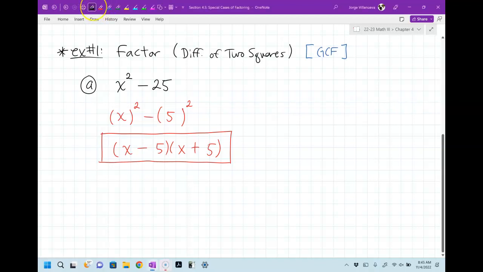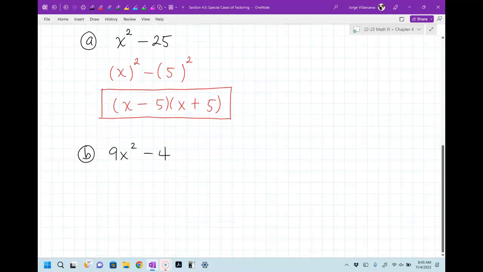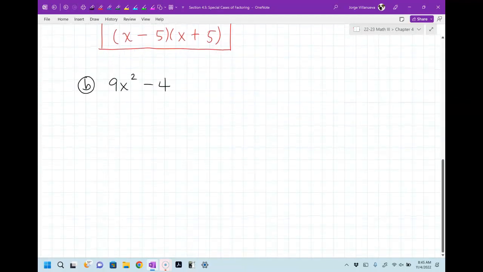All right, so let's try a different looking one here. Same idea, just a different look. We'll try 9x squared minus 4. So notice this time it's not just an x squared. There's a 9x squared there, and then there's a number in the back.